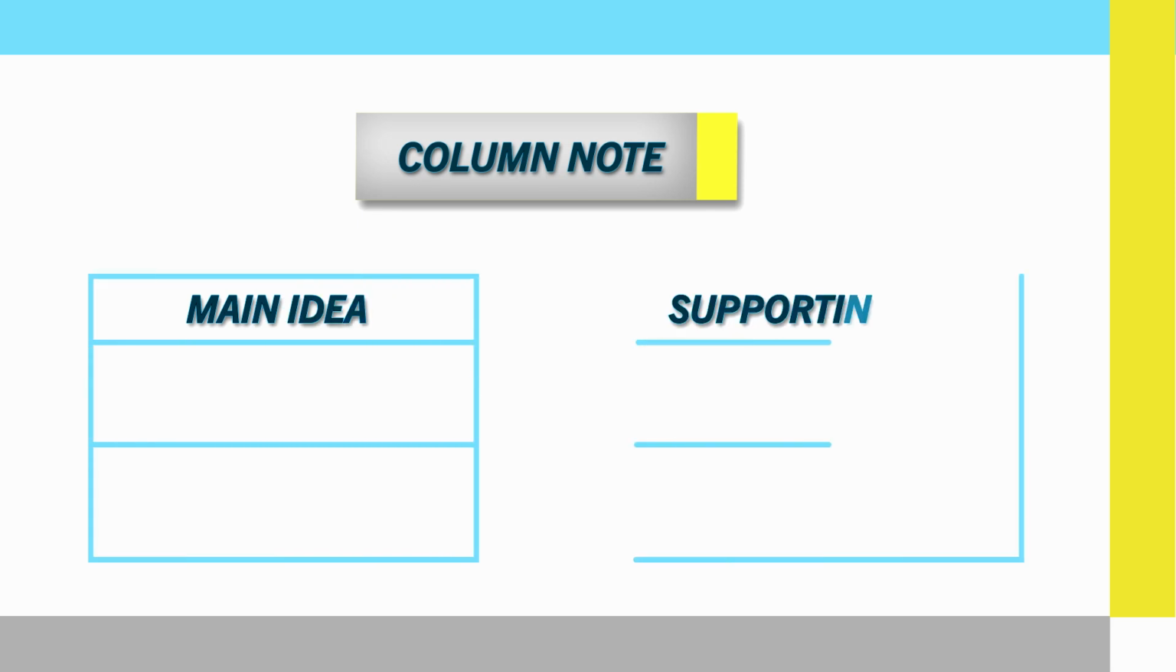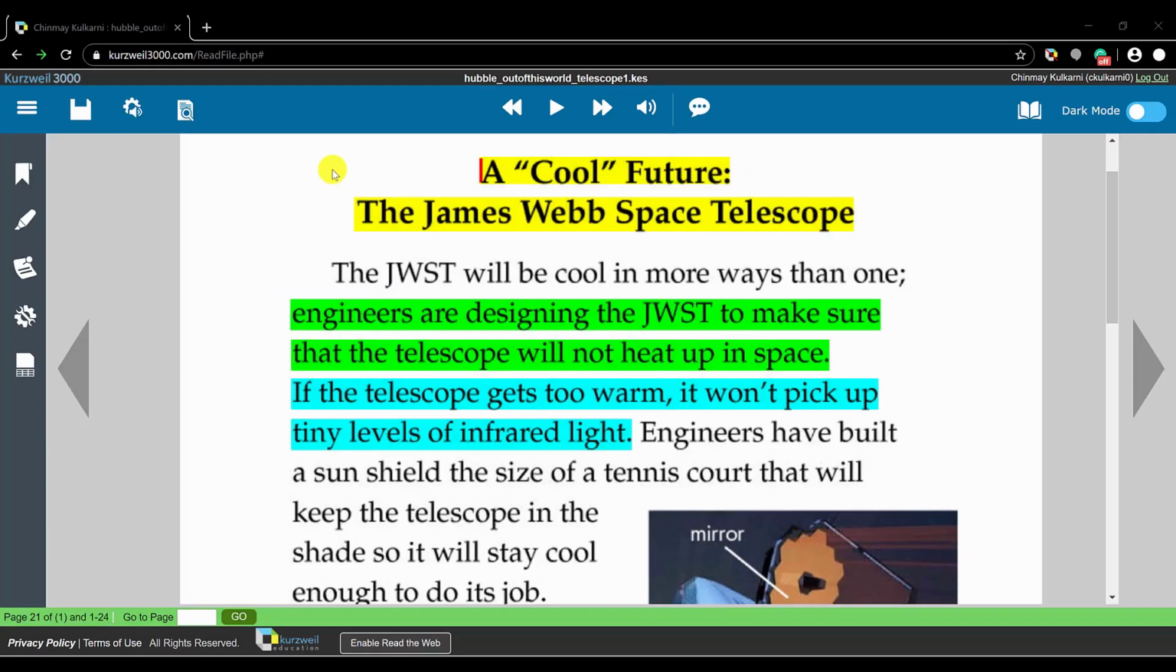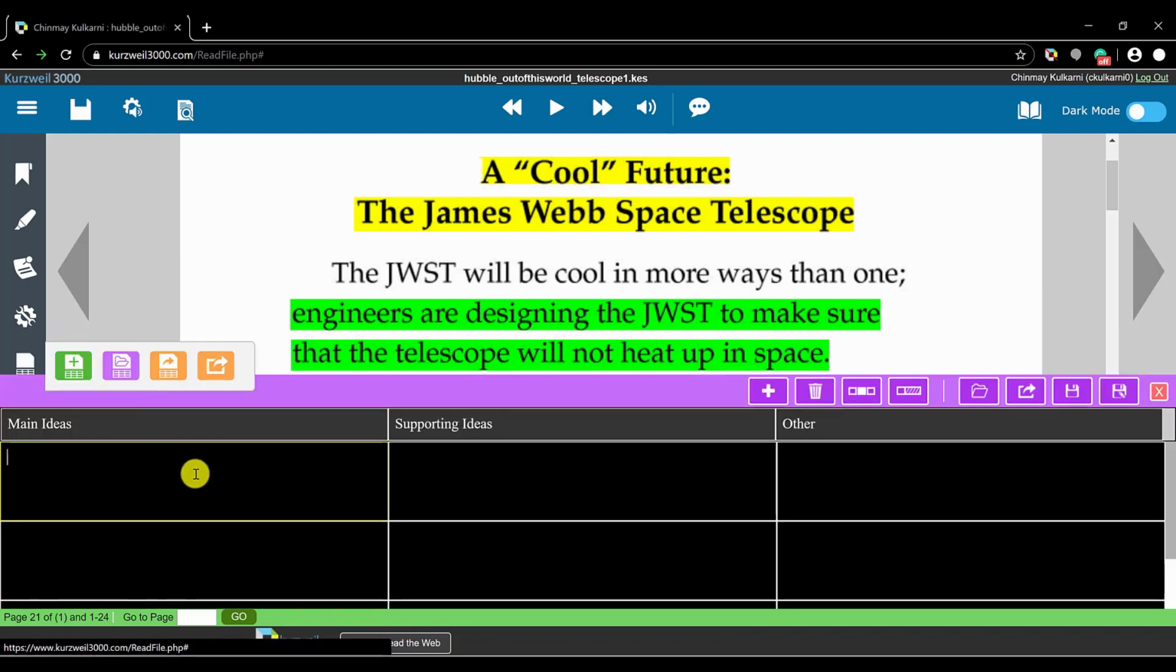Kurzweil also provides a simple interface to make your own column notes. Column notes are a specific method of note-taking, structured in the format of main idea, supporting idea. To create a column note on a particular page, click on the Column Notes icon, then click New Column Note. The column note window will appear at the bottom of the screen.